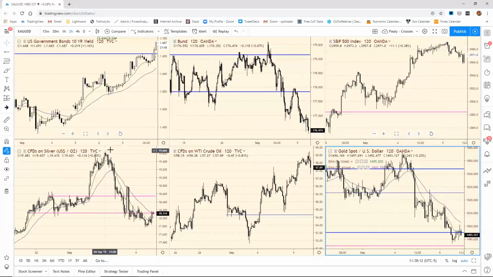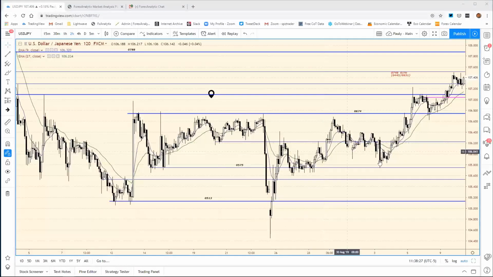So let's go back into the main screen. The 10-year yield is still looking pretty firm up in here. Look at that. And dollar yen is trying to get a little bit more of a bid as those yields move up higher.